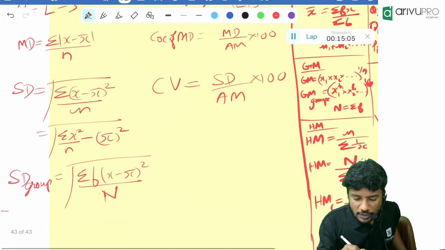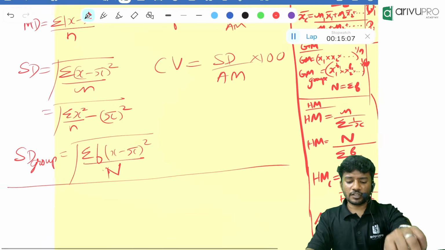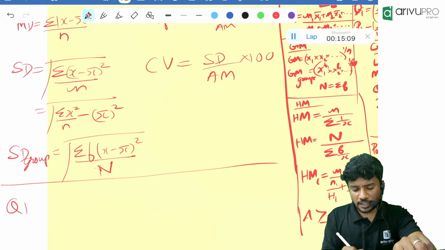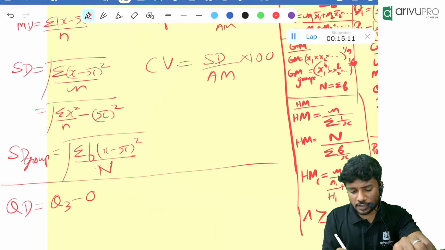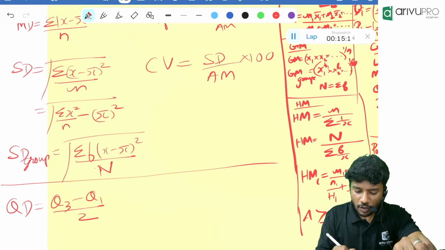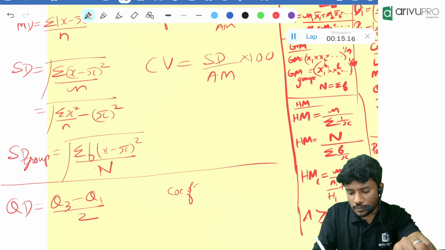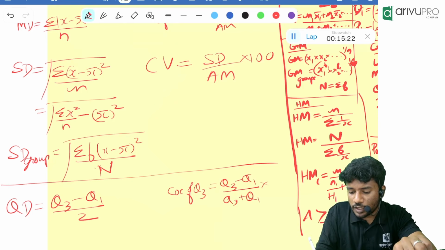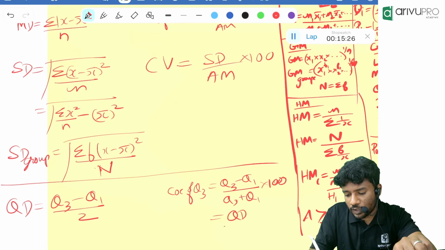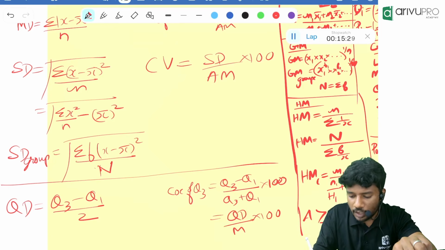Once that is done, people, we went to quartile deviation, correct? QD is Q3 minus Q1 divided by 2. And the coefficient of QD is Q3 minus Q1 divided by Q3 plus Q1, into 100. Another formula we studied: QD divided by median into 100.